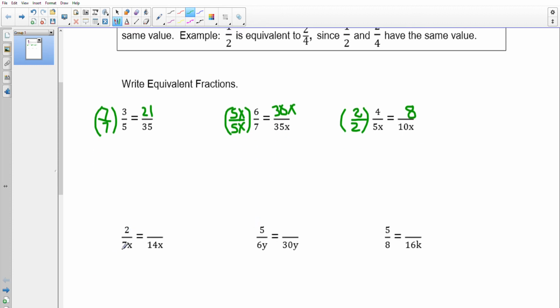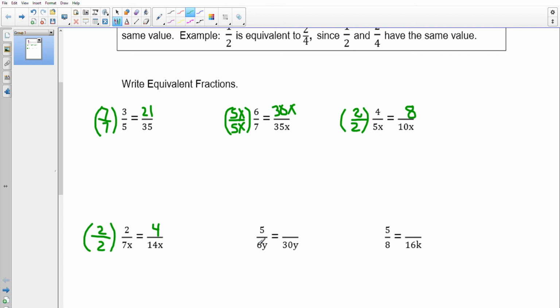So I have 2 over 7x. I want my denominator to be 14x. You'll notice that I already have the factor of x. So what I'm missing on the left to make it look like the right, in order to get the denominators to match, I need to only multiply by 2. So I'm going to multiply by 2 over 2, and that's going to give me 4 over 14x. And again, 4 over 14x would reduce to 2 over 7x.